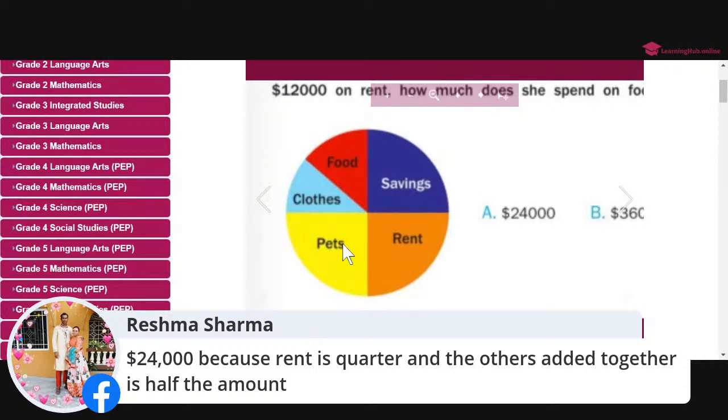And of course, pet looks the same as rent, so pet would be 12,000. So this is 12,000, 6,000, 18, plus 6,000 again. So the answer is 24,000. All right, let's move to the next question.